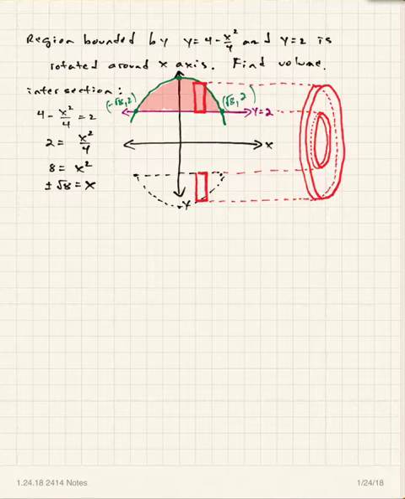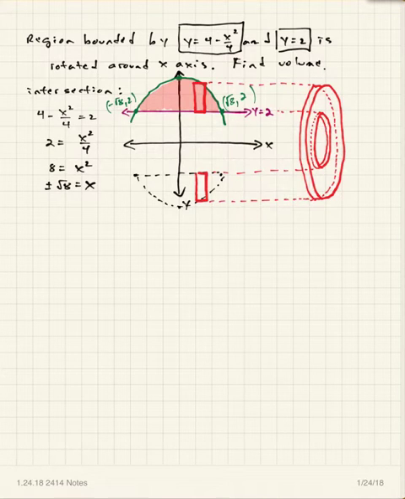All right, here's our first problem, and I've got the picture drawn already, but none of the work here. We want to look at the region bounded by the curve y equals 4 minus x squared over 4. So here's one function, and y equals 2. We want to look at that region bounded by those two curves, and we're going to rotate that around the x-axis. When we do that, we want to find the volume of that solid.